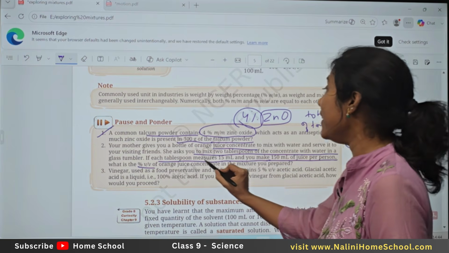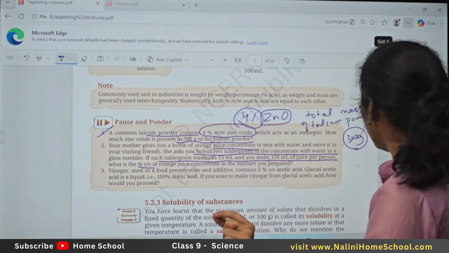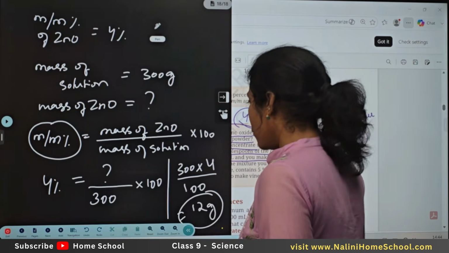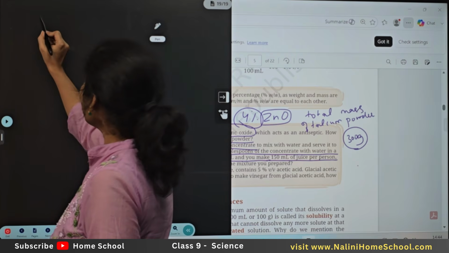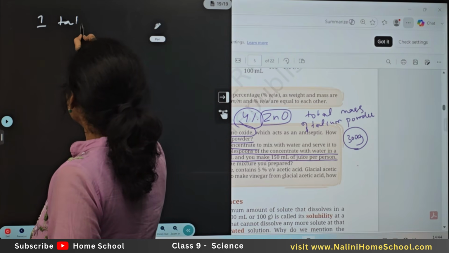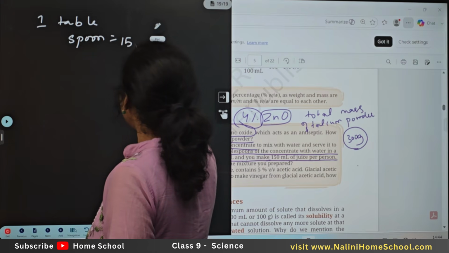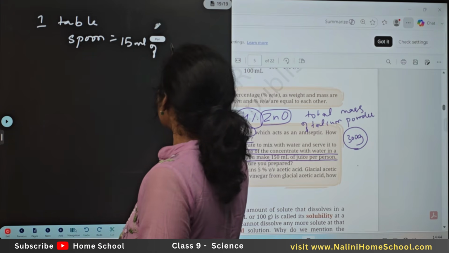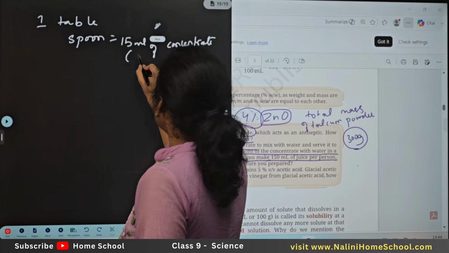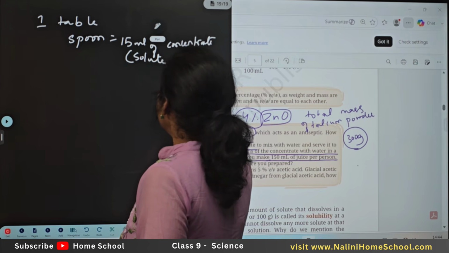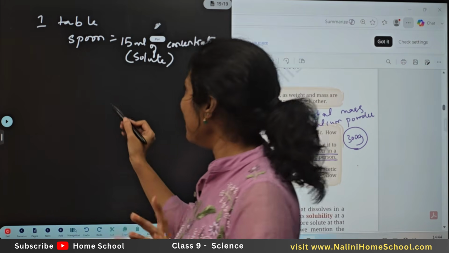So what is given here? Each tablespoon has 15 ml of concentrate. Let me write it here. 1 tablespoon has how much? 15 ml of orange juice concentrate. Concentrate means this is the solute here. And you are making, however many glasses it may be, but 1 glass.